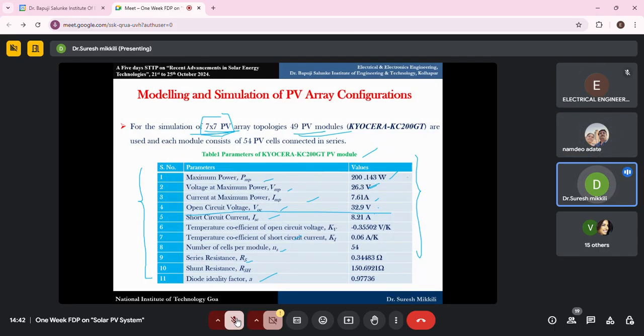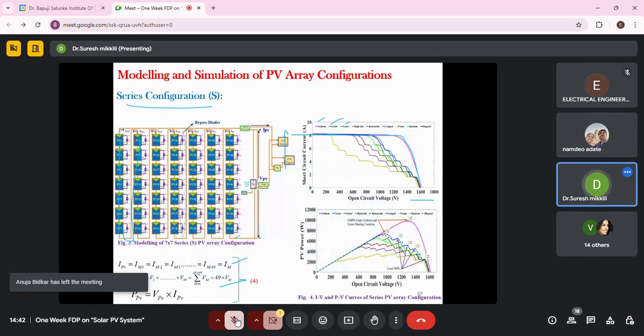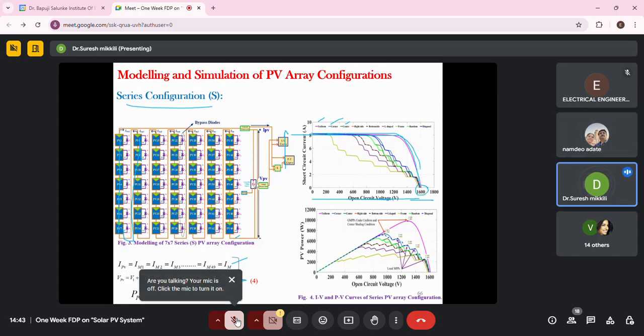Now current will be how much? Current of one module only, series connection. Current in a series configuration should be one module current only. 8.2. Now current versus voltage, I versus V, if I draw, voltage is 1600 and current is 8. This is the ideal condition.